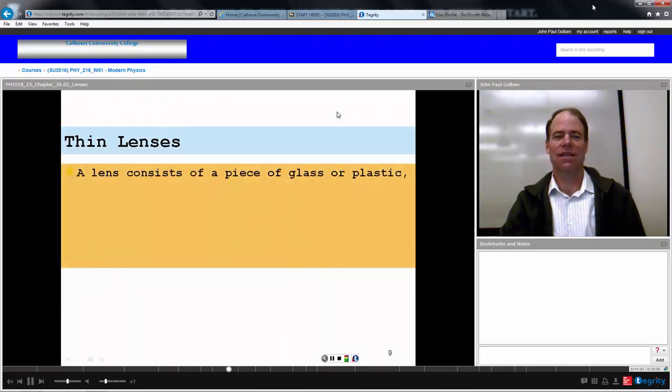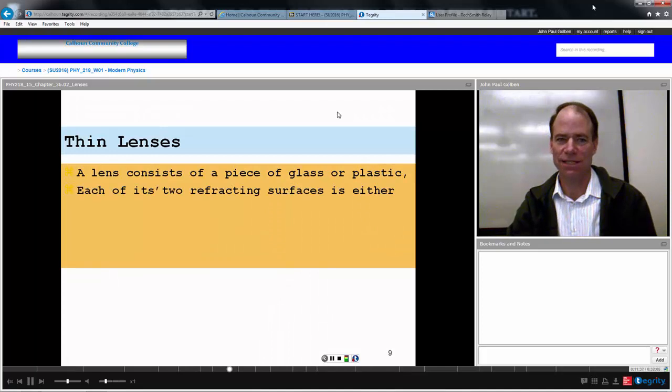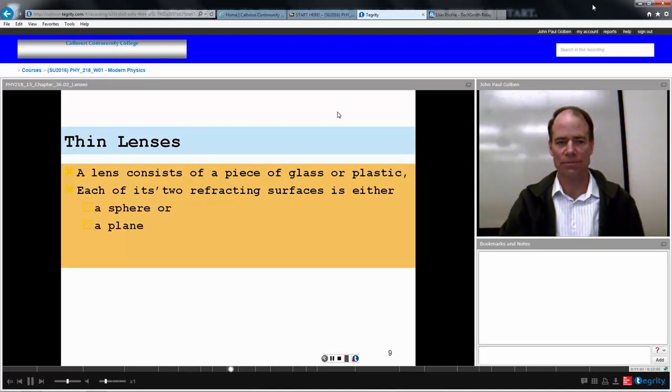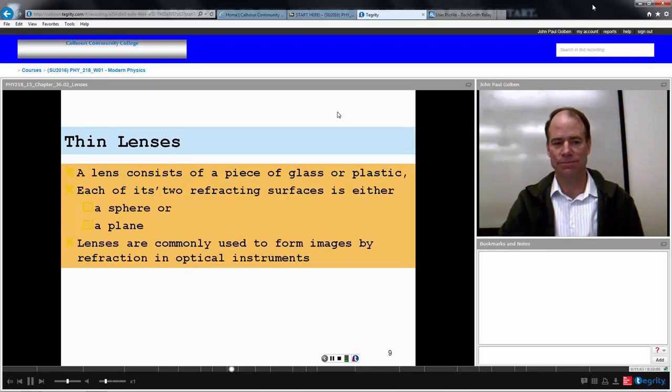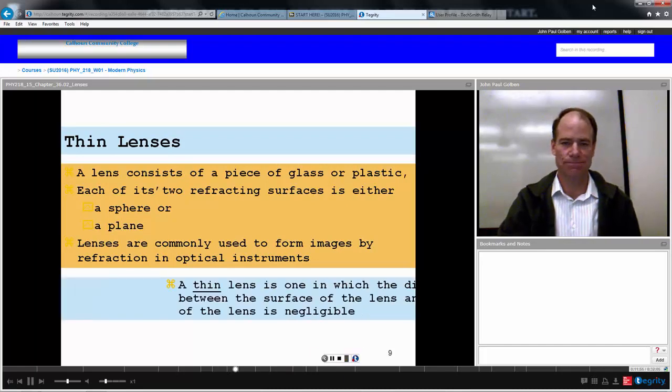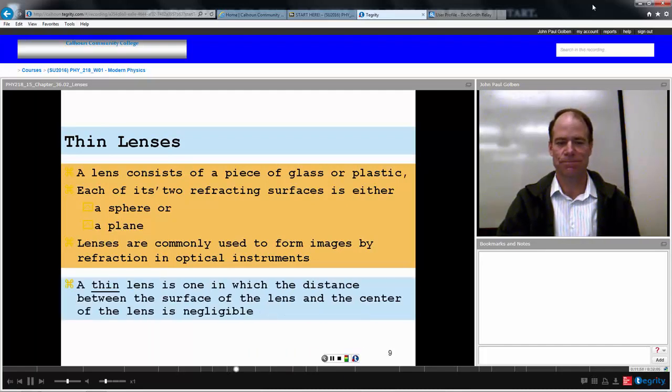Thin lenses. A lens consists of a piece of glass or plastic. Each of its two refracting surfaces is either a sphere or a plane, or both, or one or the other. Lenses are commonly used to form images by refraction in optical instruments. A thin lens is one in which the distance between the surface of the lens and the center of the lens is negligible.